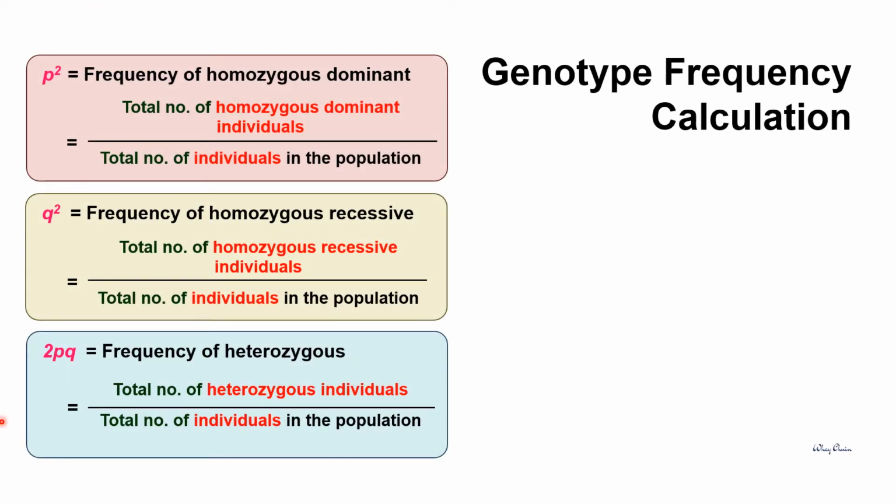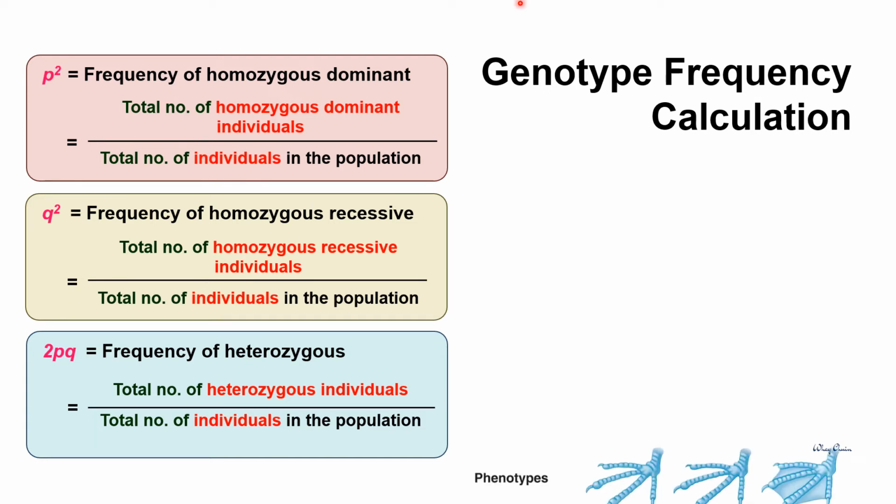Summarize the formula of calculating the frequency of homozygous dominant, which is p squared, the frequency of homozygous recessive, which is q squared, and the frequency of heterozygous, which is 2pq. The formula is different from the allele frequency because now we are going to count the individuals, not the number of alleles.